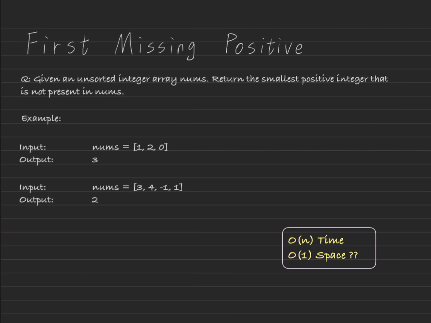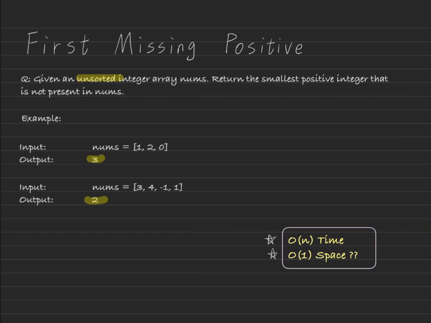Today we're looking at first missing positive. The question is that given an unsorted integer array numbers, return the smallest positive integer that is not present in numbers. So for example, given the array 1, 2, 0, the output is 3. And given the array 3, 4, -1, and 1, the output is 2, since 2 is the smallest positive integer that is not present in this array. You must solve this question in O(n) time and O(1) space.